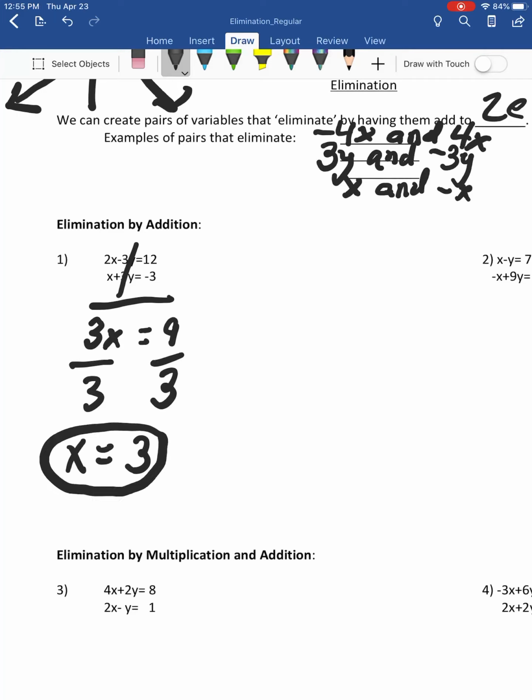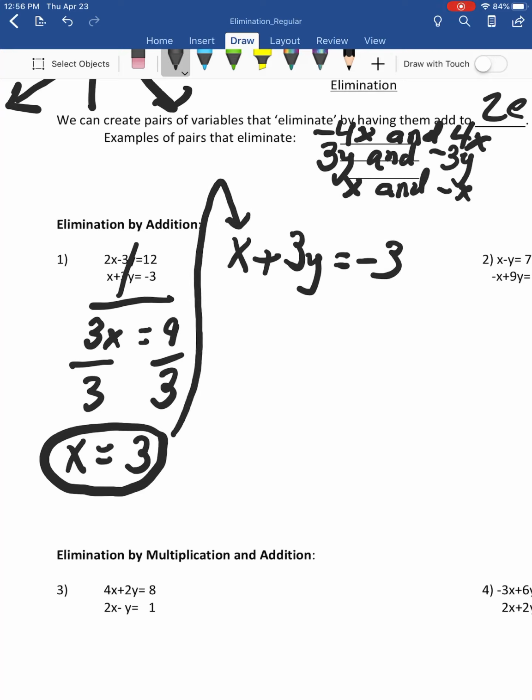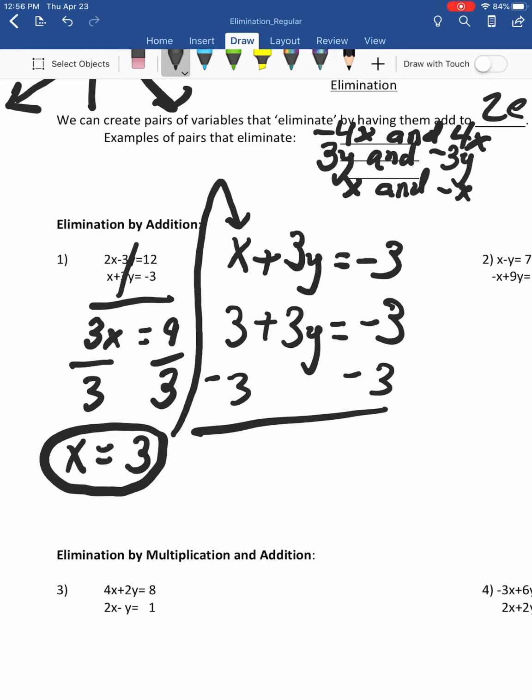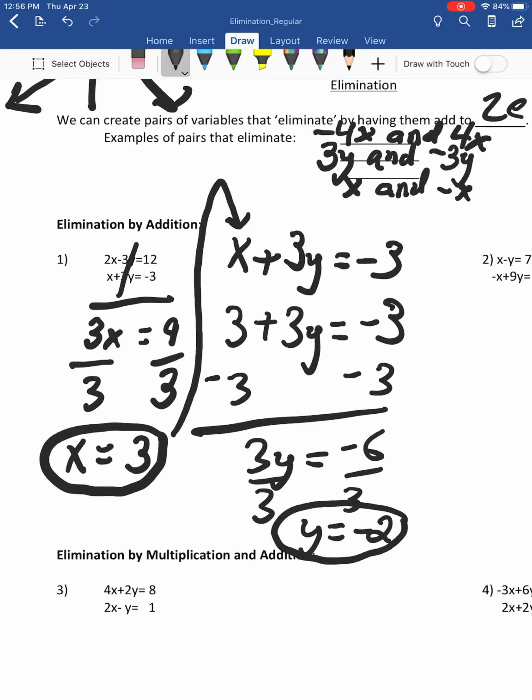Now to completely solve the system, we have to get the value of y. So we're going to take this value and replace it in either equation, whichever you prefer, and solve for y. I'm going to take the bottom equation, x plus 3y equals negative 3, and replace the x that we just got. So it's going to give me 3 plus 3y equals negative 3. Subtract 3 from both sides, so 3y equals negative 6. Divide, so that means y is going to be negative 2.